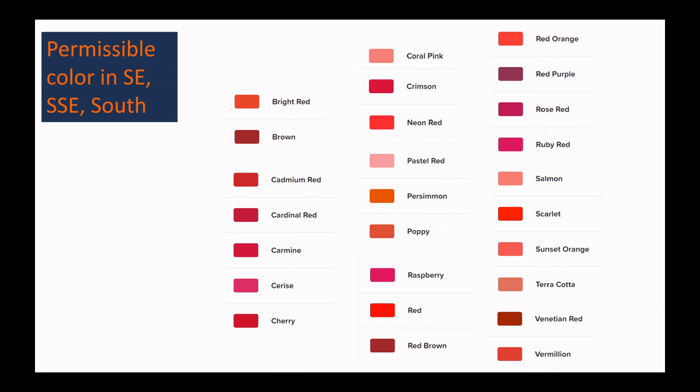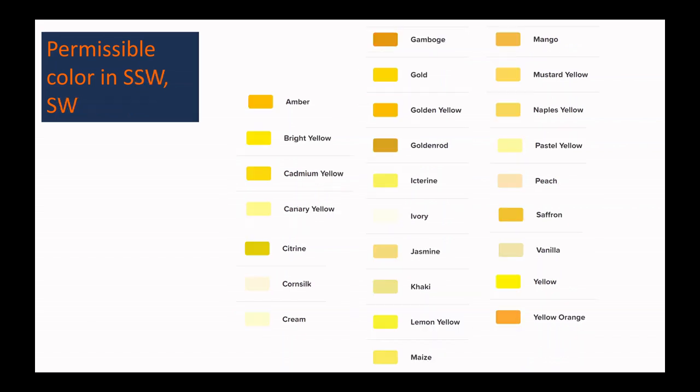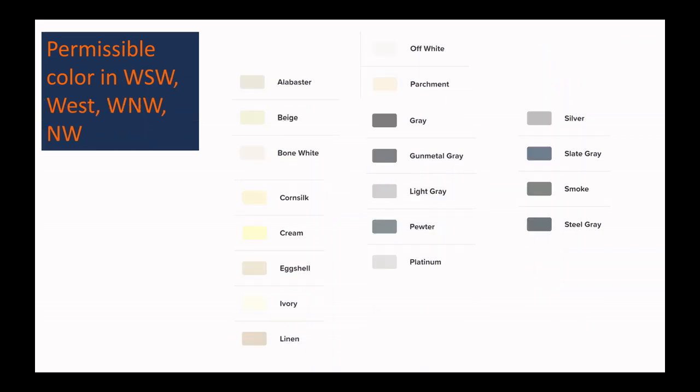Now in the red zone, these are the permissible colors. And in the yellow zone, which is south southwest and southwest, these shades of yellow color are permissible. Similarly, in the gray zone, these are the permissible colors.